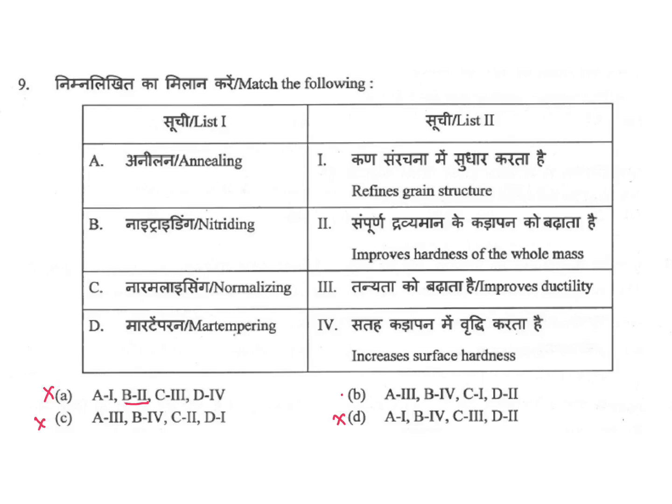So you can cross check also. Annealing with III improves ductility, correct. Then B with IV, correct. Then C, normalizing, with refines grain structure, yes, correct. Then Mar tempering improves hardness of the whole mass, yes.